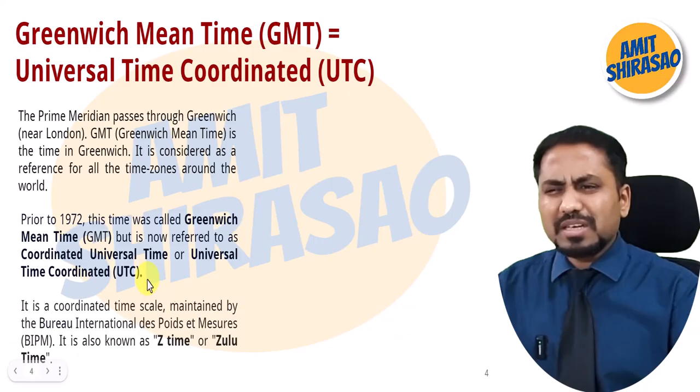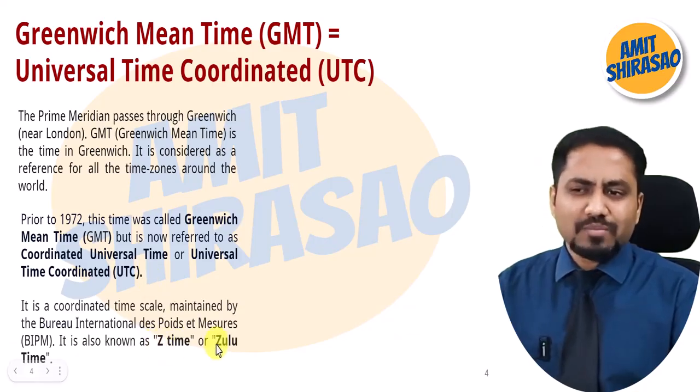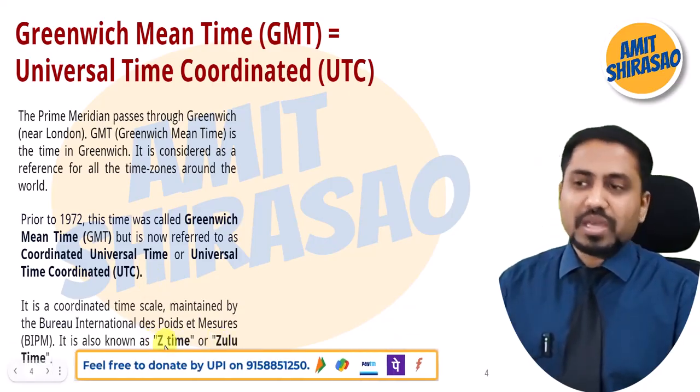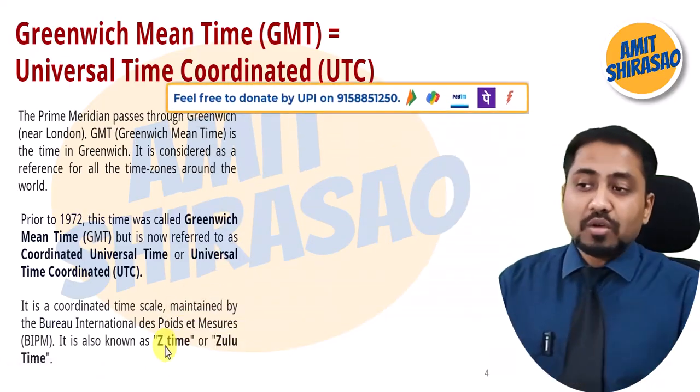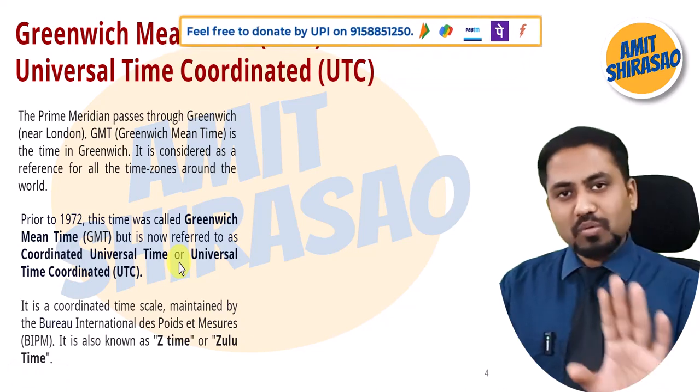Actually, UTC also has another name called Zulu Time or Z Time. Okay, so UTC, Zulu Time, Z Time, or even Coordinated Universal Time, it's all one and the same thing.